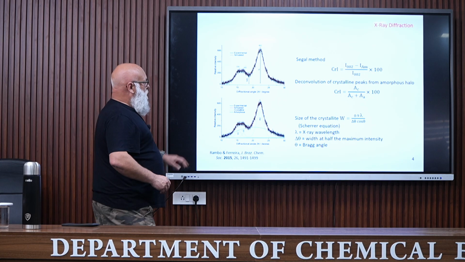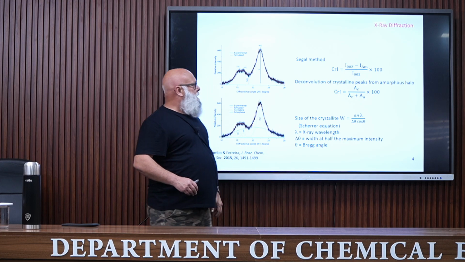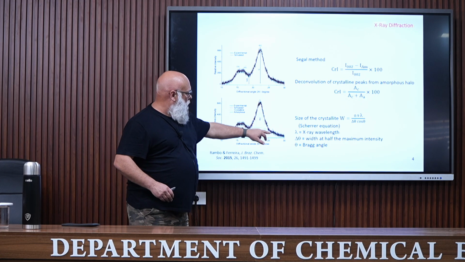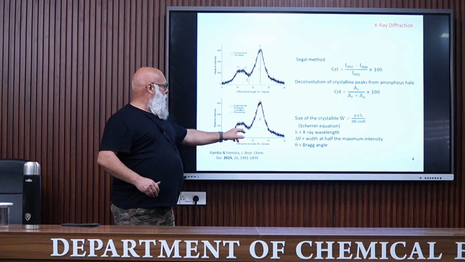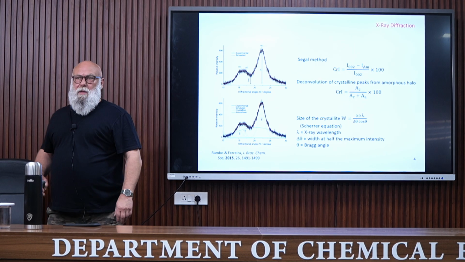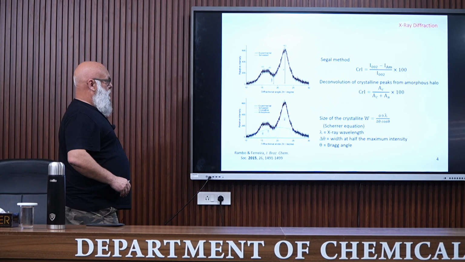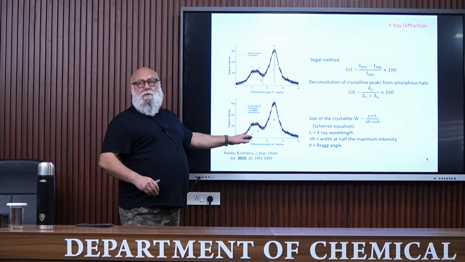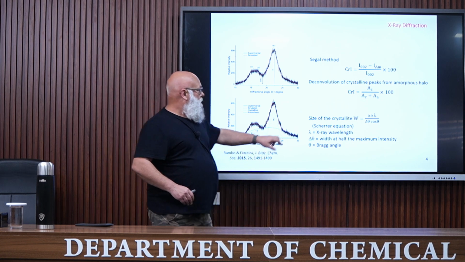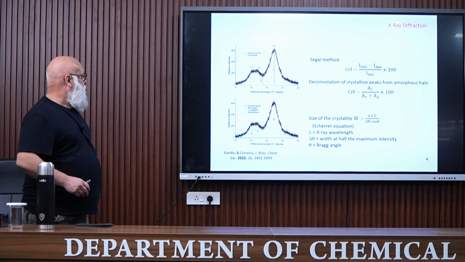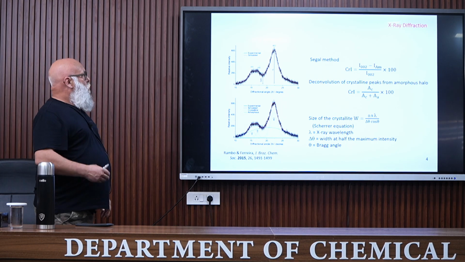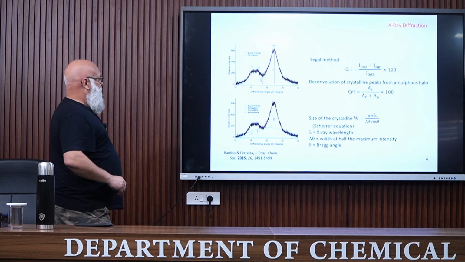There is another method that involves the deconvolution of crystalline peaks from the amorphous halo. You can see in blue here the amorphous halo, and in green, the different diffraction peaks that have been identified. And then we can consider the area under the peaks that correspond to A_C, associated to the crystalline domains, and A_A that corresponds to the area under the blue halo. So both methods can be used. Usually it's easier to use the Segal method.